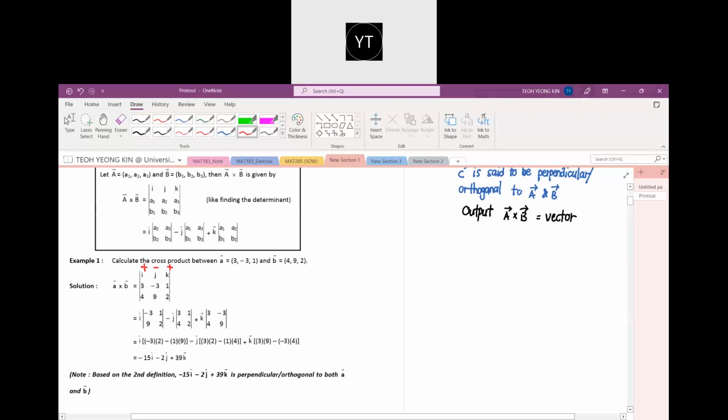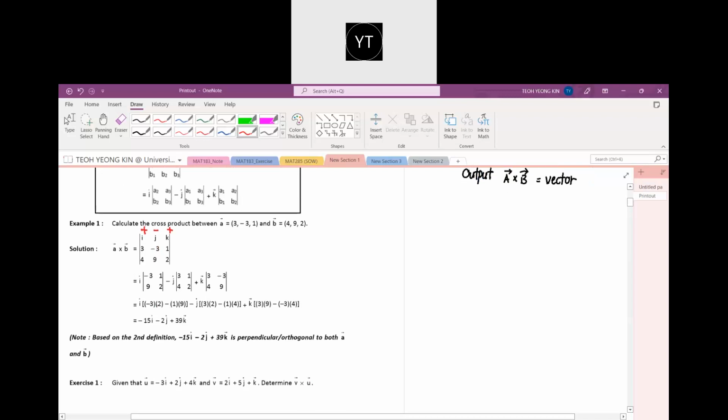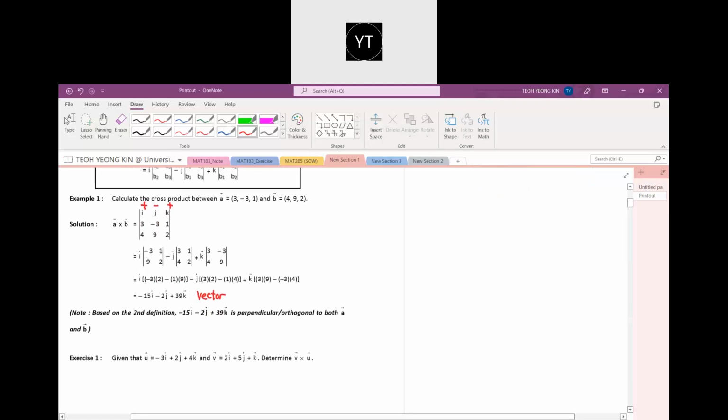Then try to find the determinants and the output. You can see that here is a vector. It's not a scalar anymore. So it's a vector. Note that based on the second definition, this output, which is a vector, is perpendicular or orthogonal to both vector A and B. So just like before, let's say here is the vector C.